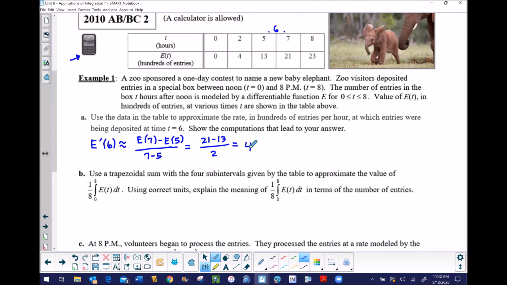The only thing that we need now is a label. It's possible that if you didn't put the label, you would be exonerated, you'd be off the hook, because it did say what the label should be, hundreds of entries per hour, but I would like to go ahead and write that out. We'll just basically copy that word for word, hundreds of entries per hour.